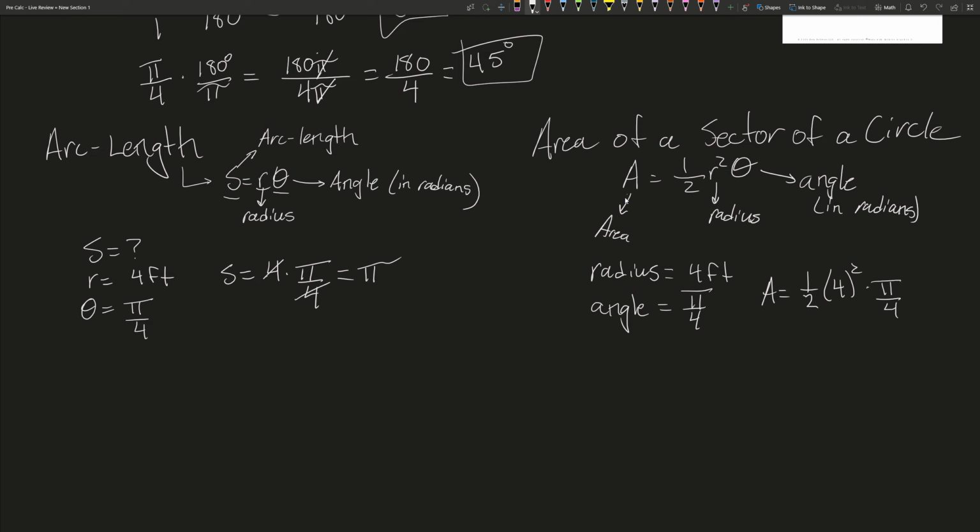And I think a lot of people can set this equation up right. The next thing that people struggle on is actually carrying this out. It's very basically just order of operations. So the first thing you do is square the 4. So this is 1/2 times 16 times pi over 4.